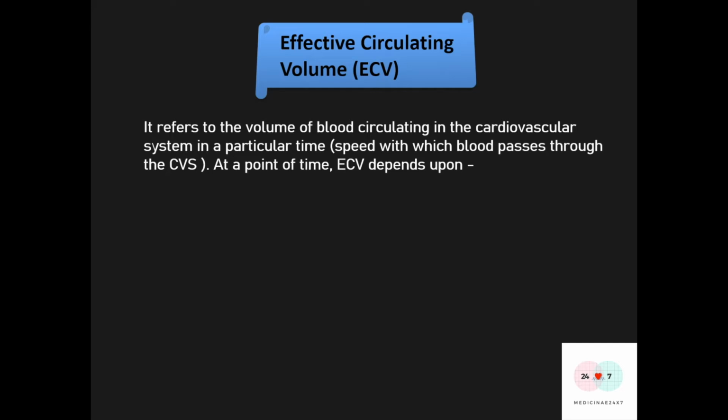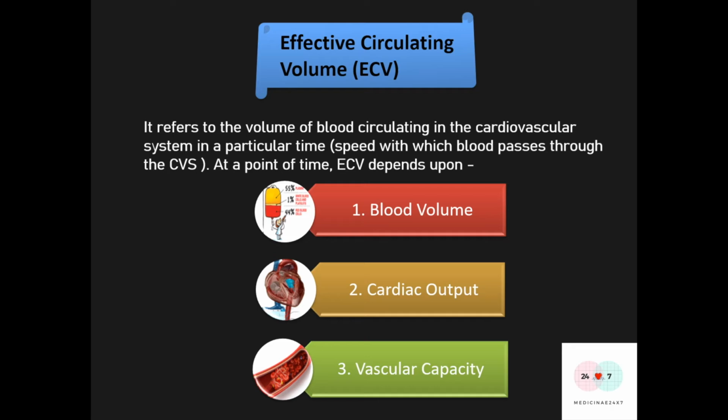At a point of time, the amount of ECV depends upon the blood volume present in the body, the cardiac output by the heart, and the vascular capacity of the body, which further depends upon the vasoconstriction and vasodilation.